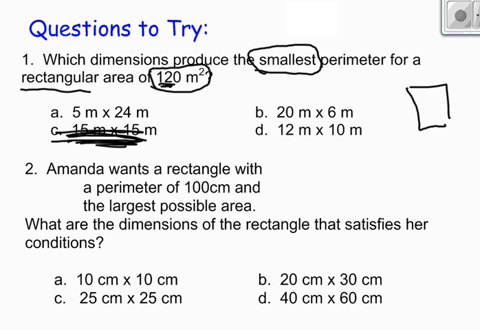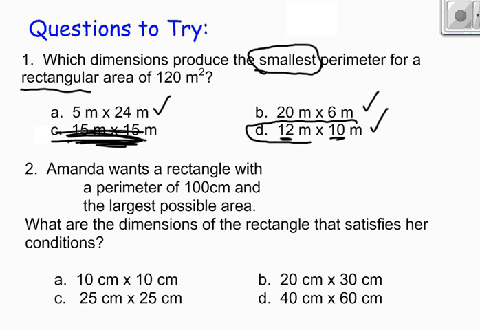So let's check and make sure that the other ones all have the right area, and then we can see which one best answers the question. So 5 times 24 is 120. 20 times 6 is 120. 12 times 10 is 120. So none of the other ones tried to trick us with their bad area. So the question is, which one of these rectangles is closest to a square? Well, obviously, the more alike that the dimensions are, the closer it is to a square. So the answer would be D. This is the one that's closest to a square.